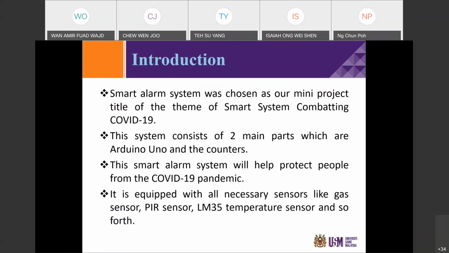Basically, our system consists of two main parts, which are the Arduino Uno and the synchronous counter. Besides that, this system is also equipped with many necessary sensors like the motion sensor, temperature sensor, gas sensor, and so on. This smart system will sense and record the number of people entering or leaving the facility and their body temperature to make sure that the number of visitors currently in the facility will not exceed a certain number and all of them have a body temperature below 37.5 degrees Celsius, to comply with the SOP rules. Now I will pass to my partner to continue presenting the following slides.